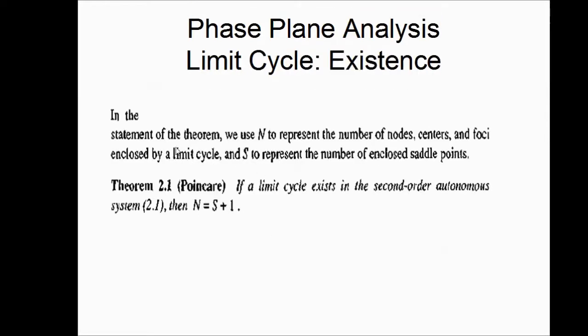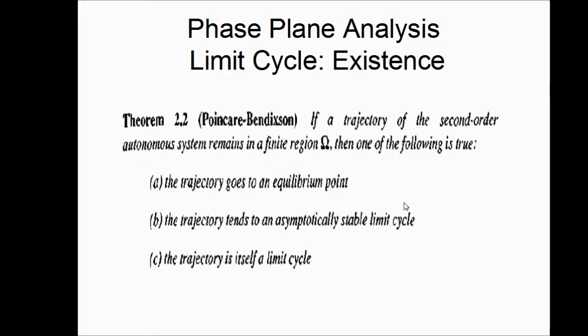Let's state a theorem summarizing some of the properties of limit cycles. If n represents the number of nodes, centers, and foci enclosed by a limit cycle, and s represents the number of enclosed saddle points, then the Poincaré theorem says that if a limit cycle exists in the second order autonomous system, then n equals s plus 1. So the number of nodes, centers, and foci together must equal the number of saddle points plus 1. If there is a limit cycle, then this must happen.